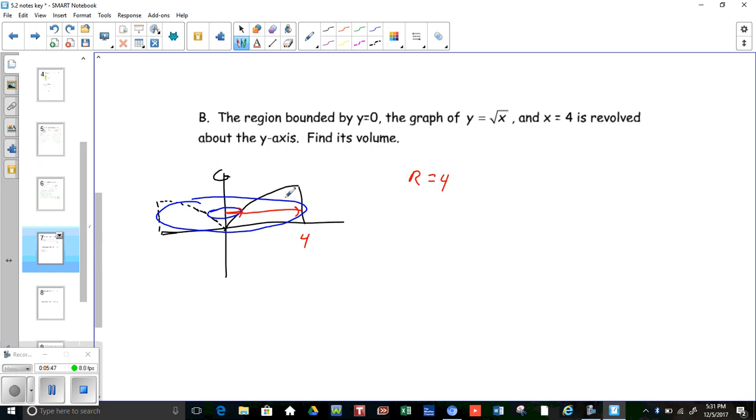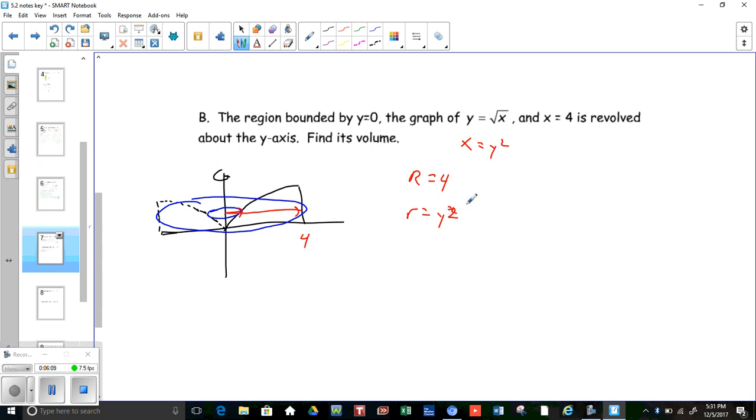Inside radius is going to be defined by this. But remember now, since we're going around a vertical axis, we have to solve this for x. So solving that for x, squaring both sides, we get that x equals y squared. So from here out to this function right here is going to be y squared. So the inside radius is y squared.